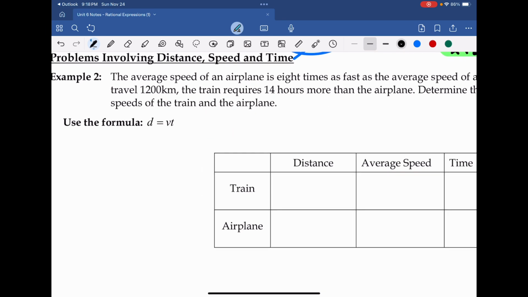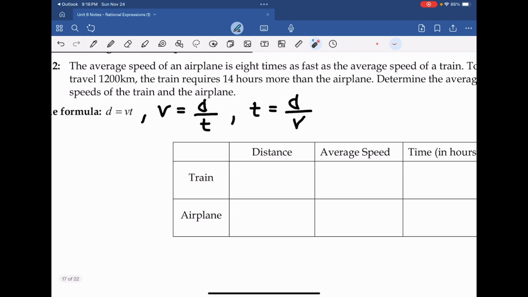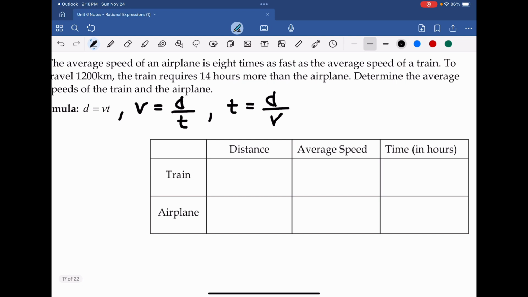Before we do that, we want to manipulate this formula just a little bit so that we isolate it in two different variants. One variant would be isolating the velocity or the speed, and we would say speed is equal to distance over time. The other variant is where we isolate for t, and that gives us distance over the speed at which we cover that distance. We're going to be using the time one, because it's most interesting to us, especially when they say it requires 14 more hours and we're talking about time. We want to use this time formula.